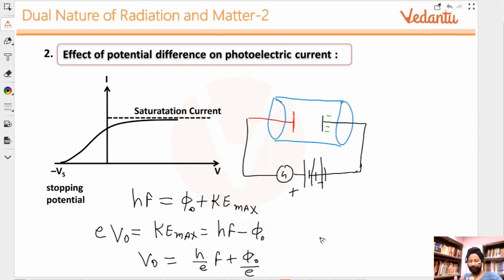Is this clear? Sai Kumar says yes. If it is confusing, I'll do it one more time. That's what I'm saying.